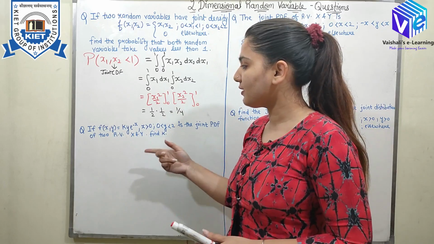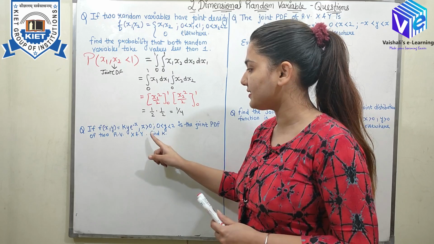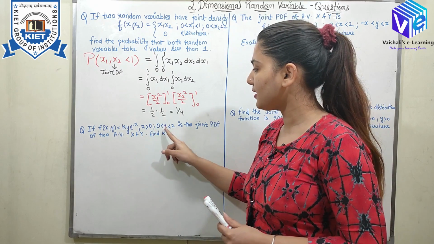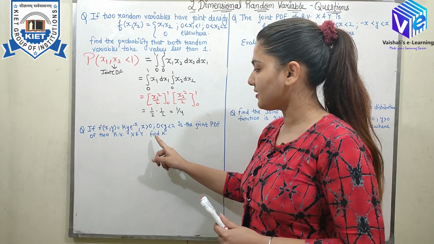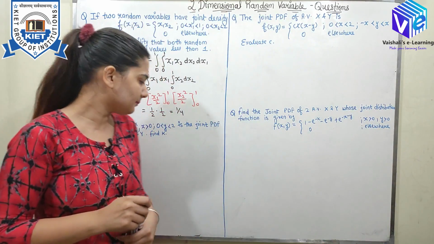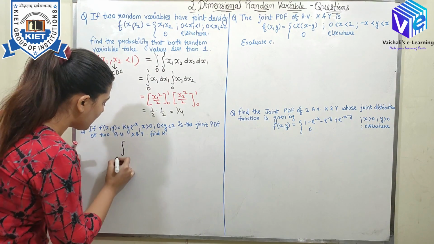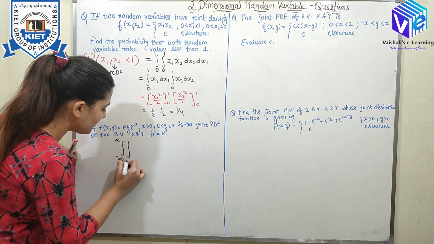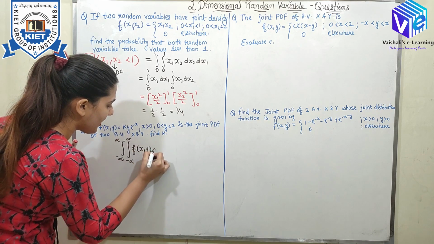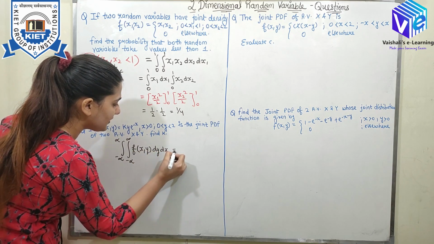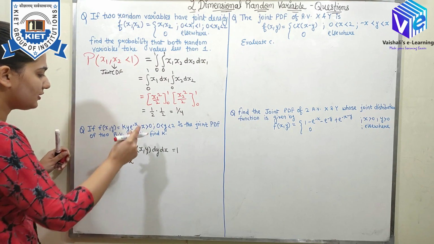Now coming to the second question, it states: if f(x, y) is equal to k y e raised to power minus x, where x is greater than 0 and y is in the range 0 to 2, is the joint PDF of two random variables x and y, find k. So now I am given the joint PDF, and I need to find k. I know the property of joint PDF that from minus infinity to infinity, if I double integrate the joint PDF f(x, y) dy dx, it is equal to 1. So I'll use this property and I'll find k.